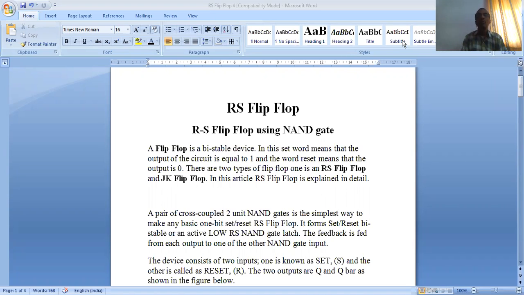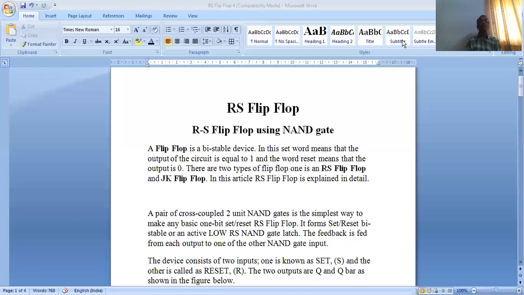Namaste. Today we are going to see the working of the RS flip-flop using NAND gate. Before that, you must understand what a flip-flop is.